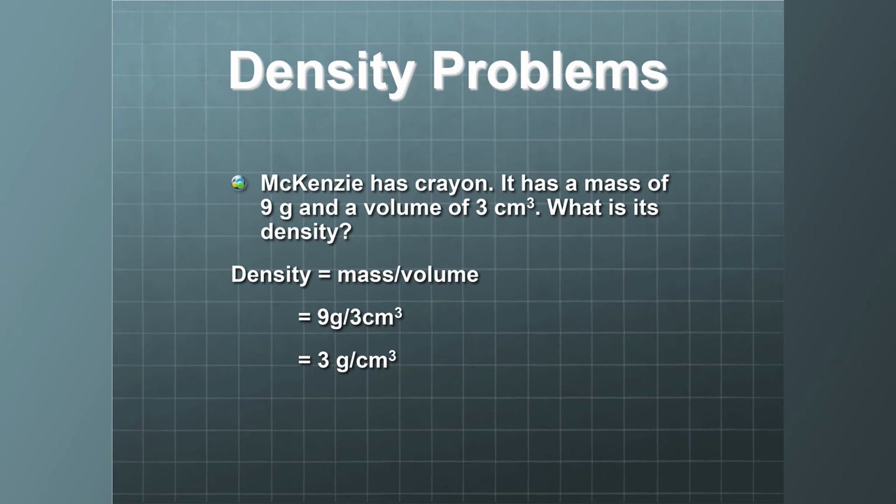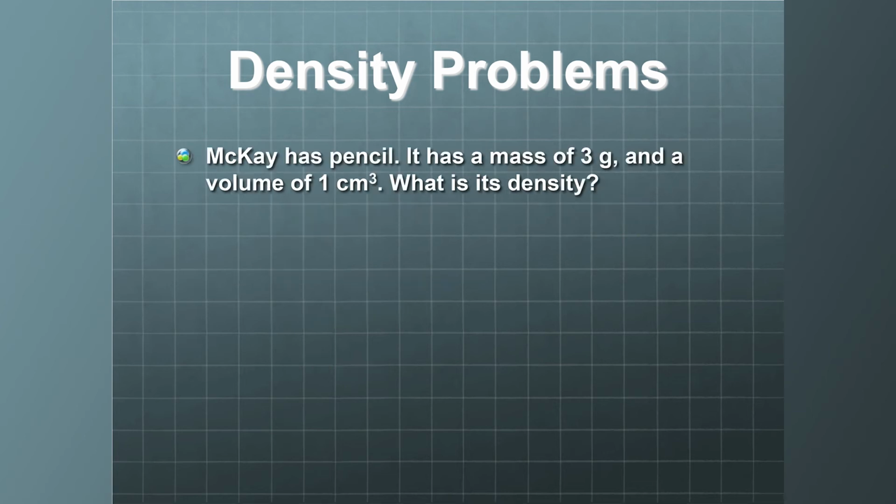So we do density is mass divided by volume. 9 grams over 3 centimeters cubed turns out to be 3 grams per centimeter cubed. So let's give you a chance to try another one on your own. McKay has a pencil. It has a mass of 3 grams and a volume of 1 cubic centimeter. What's the density? Try this one and then come back and check your answers with me.